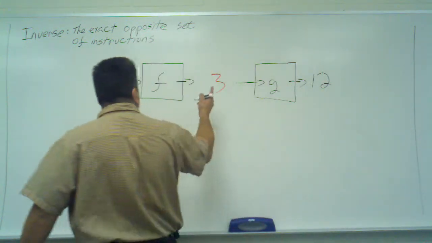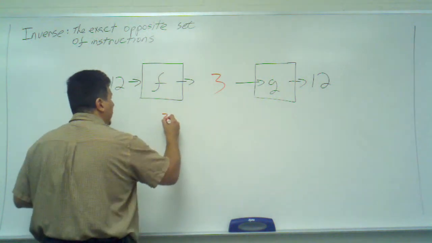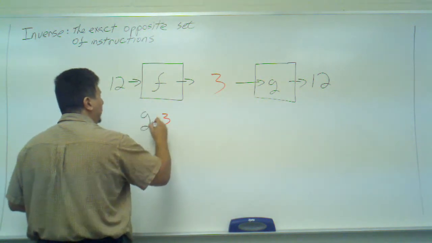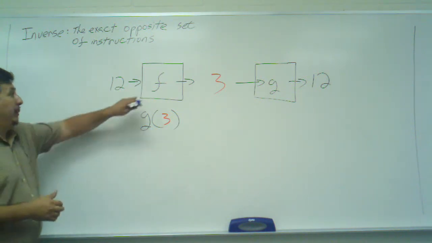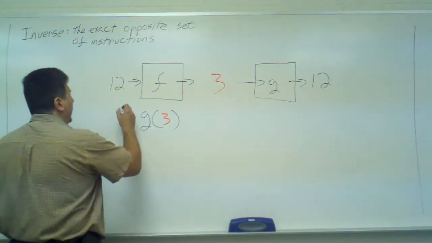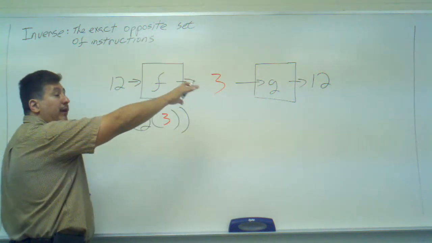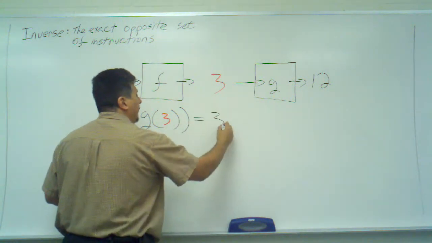So, let's write down what I did. I took the value 3 and I plugged it into the function g. After plugging that value into g, it produced a 12. I don't know how. But I know if I do the set of process exactly in reverse, by plugging it into F, F should take that 3, build it into a 12 over there. 12 should dismantle it back into a 3.